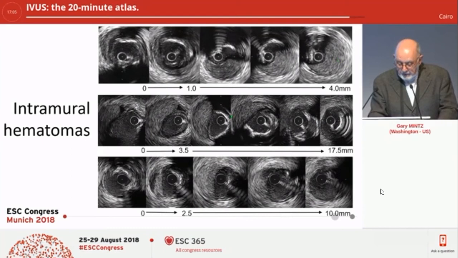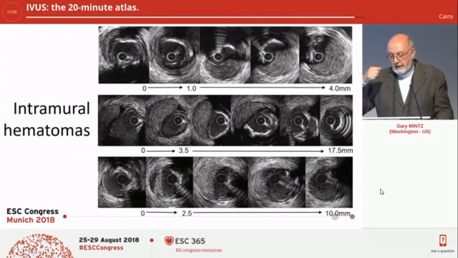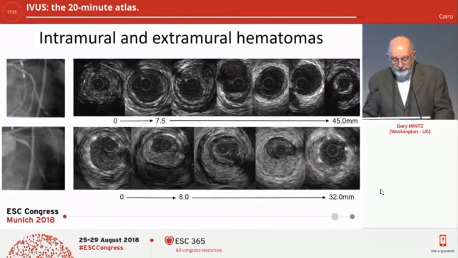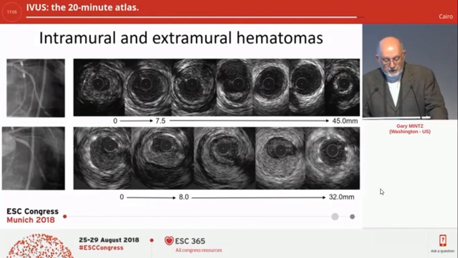Another example, intramural hematoma here, here, here. You almost see merging in terms of a visual appearance of the hematoma with the adventitia. And again, another example here, here, and so on. It's one of these examples where if you see one and you learn to recognize it, they all look the same. This is an example of both intra and extramural hematomas.